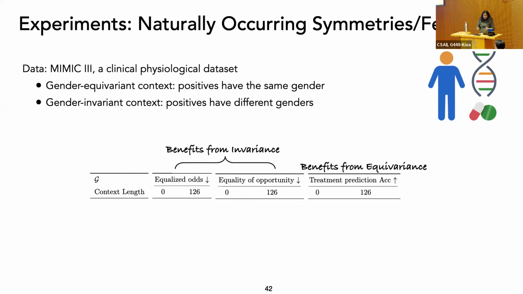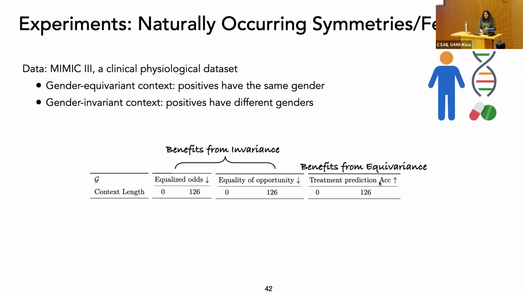So this idea of Context SSL actually extends to more realistic settings where you don't have these synthetic transformations. And to show that, we conduct experiments on Mimic3, which is a clinical physiological data set containing patient data admitted to a hospital. And we have two different tasks, one that measures fairness, which benefits from your representation being invariant, and the second which measures treatment prediction accuracy, which benefits from sensitivity to gender.